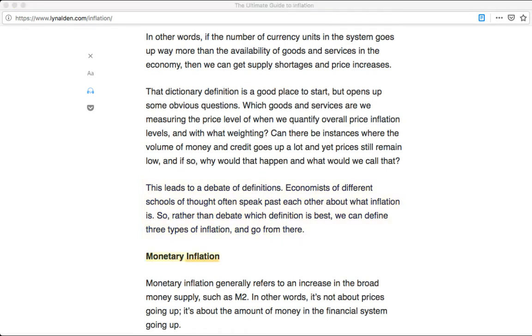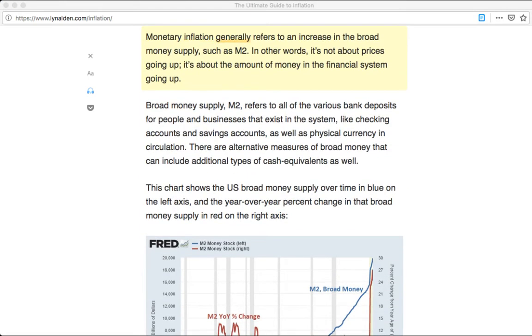Monetary inflation. Monetary inflation generally refers to an increase in the broad money supply, such as M2. In other words, it's not about prices going up, it's about the amount of money in the financial system going up. Broad money supply, M2, refers to all of the various bank deposits for people and businesses that exist in the system, like checking accounts and savings accounts, as well as physical currency in circulation. There are alternative measures of broad money that can include additional types of cash equivalents as well.